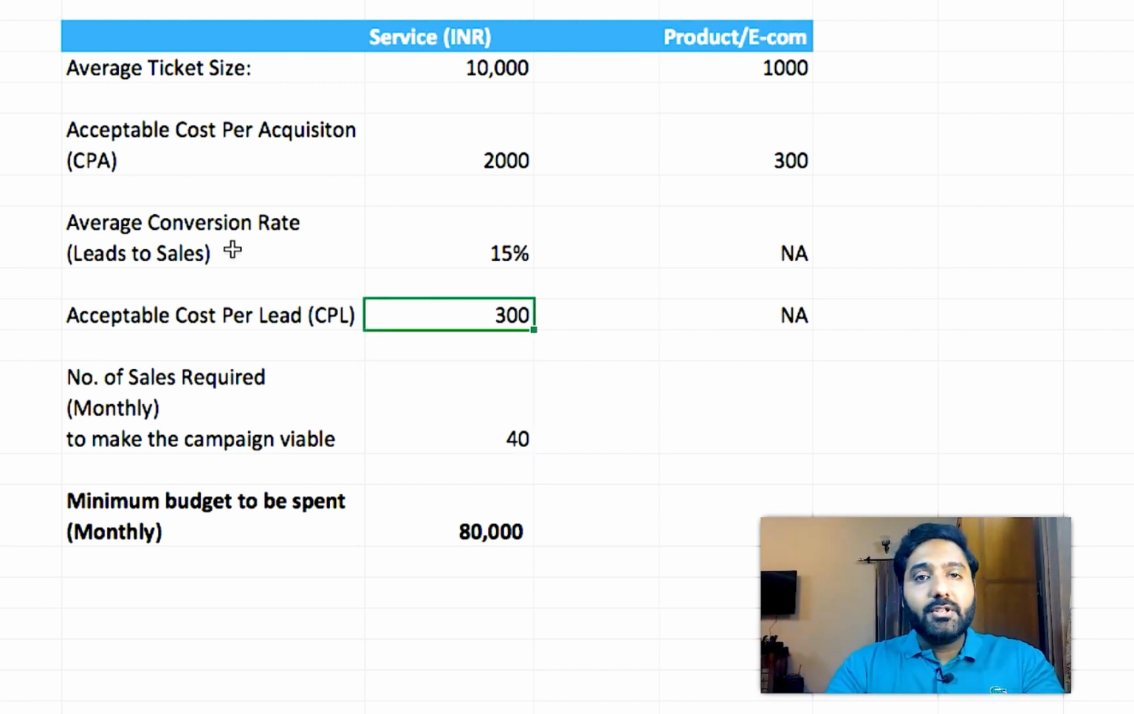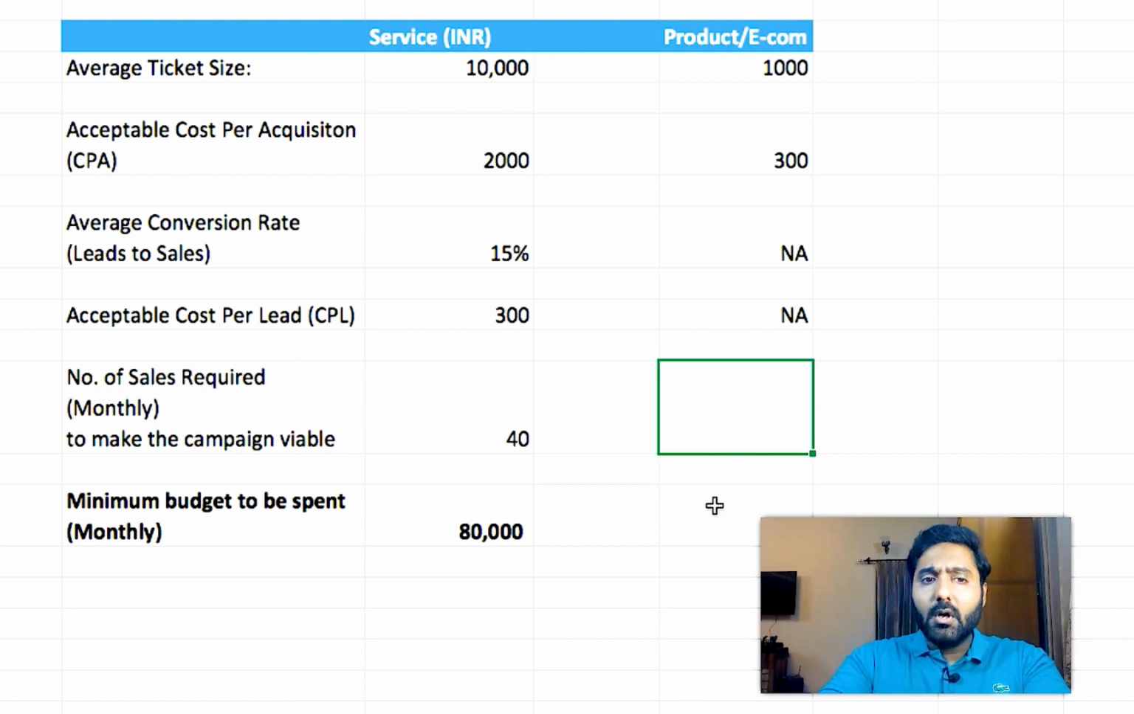So a lot of things can change over time in your campaign. Your average conversion rate might go up or down. Your cost per lead might go up or down. So all of those things might happen and you have to be prepared. But this calculation would at least give you that kind of an idea on what you need to spend.